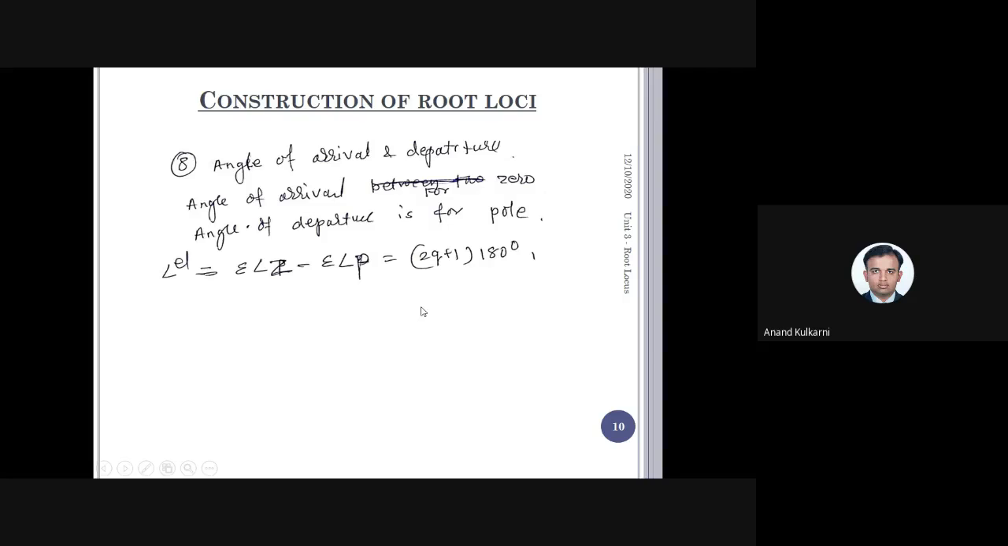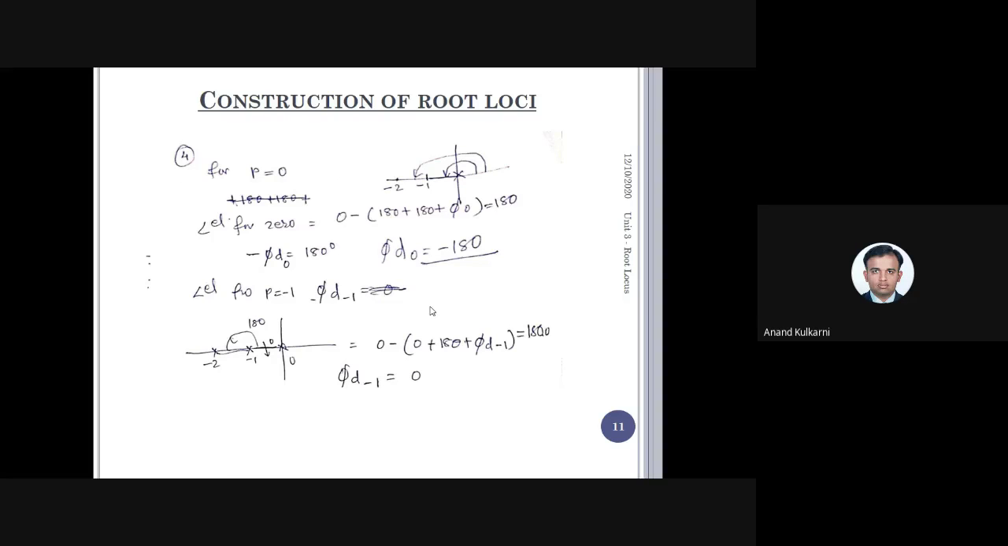Now you have to calculate. There are 3 poles, so 3 angles of departure you have to calculate. First, for the pole at 0. See, this is our pole at 0. I will connect this pole with other poles and zeros. Here there are no zeros, so I am forced to connect with the poles only. So I will connect this pole to this pole, and this pole to this pole, and measure the angle. So this angle is 180 degrees. This angle is also 180 degrees.